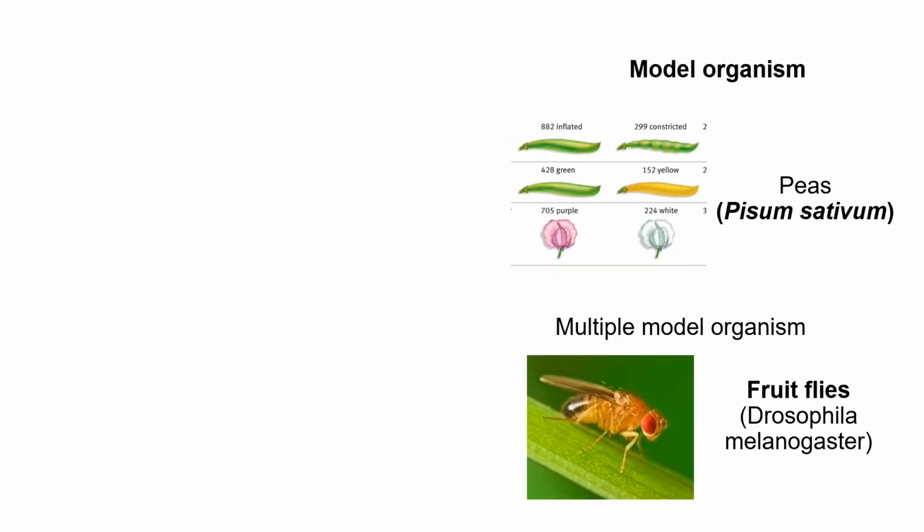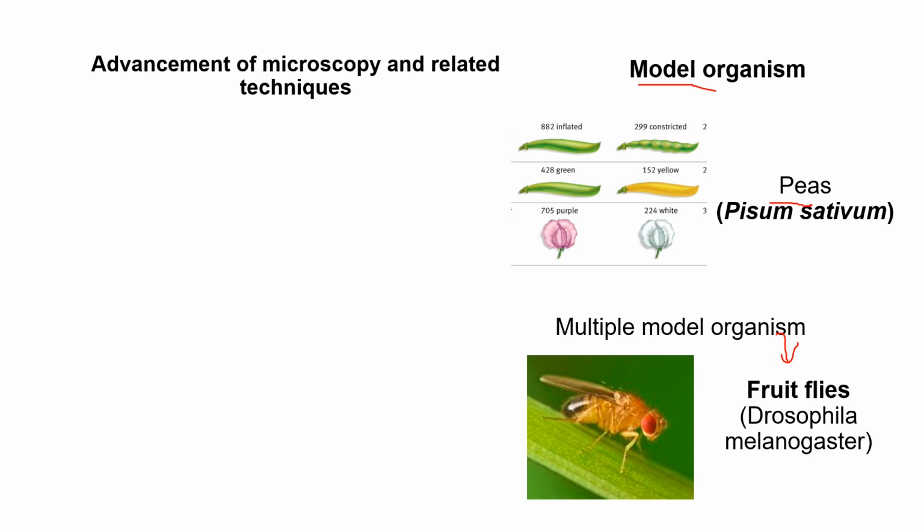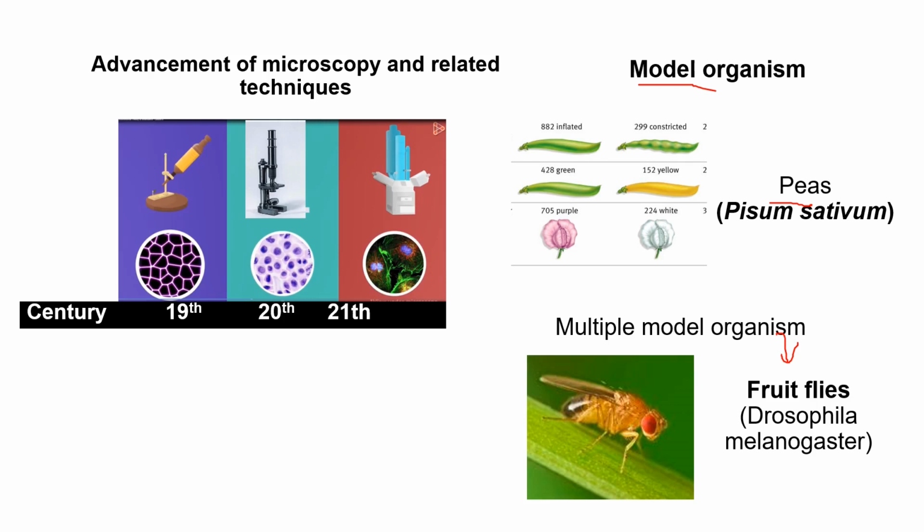Before I start talking more about the chromosomal theory, I want to tell you why they were able to propose the chromosomal theory. And one of the key things is that now, in addition to having one model organism that Mendel used, the pea plants, now they start using multiple model organisms like fruit flies. And we will talk about that. And in addition to that, Sutton and Boveri used other model organisms, but that was not the only change in approach that they did. Now there was a huge advancement of microscopy and related techniques.